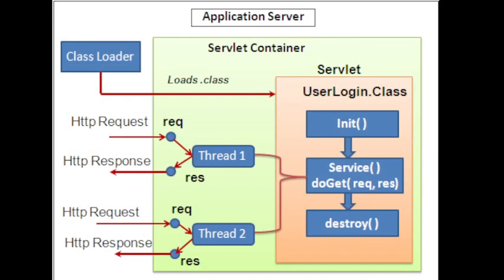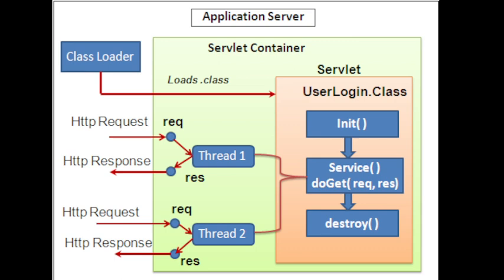And when coming to the init, service and destroy methods, the service method will have two important methods, doGet and doPost method. The request handling will be done by the doGet method, and the response handling will be done by the doPost method.